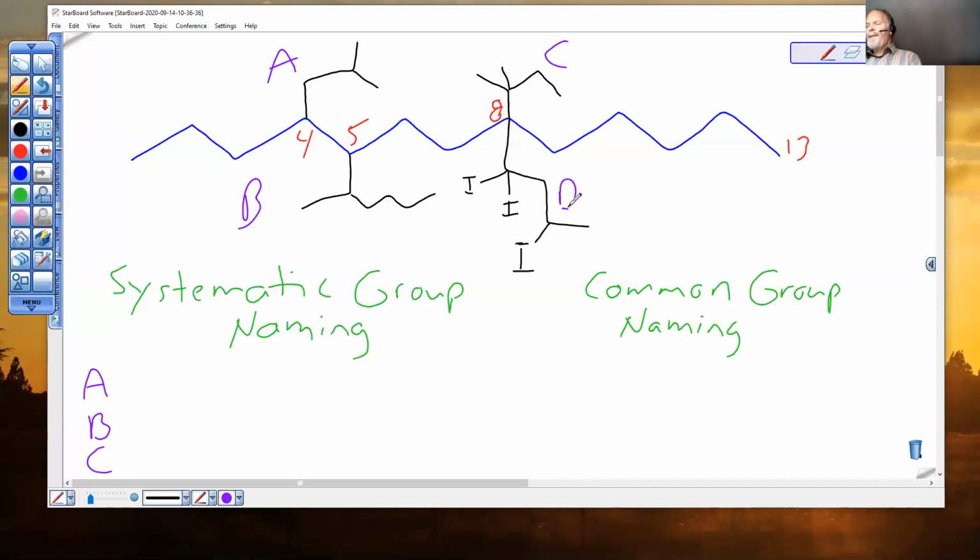Systematic group naming for the group on carbon 4 called A. I just want to move my B. It's way off the group that it's for. There we go. It's a 4-carbon group. I'm going to start with the common name. It's a 4-carbon group, so it's going to go with butyl.